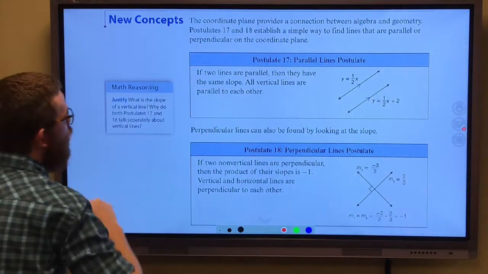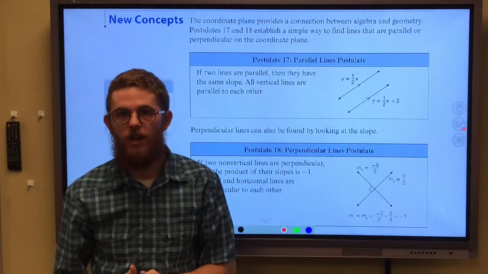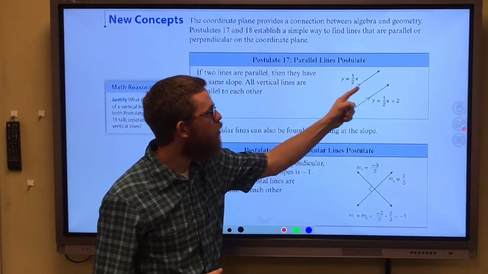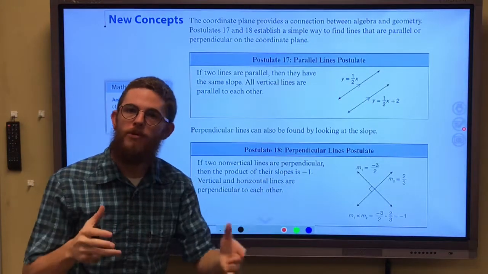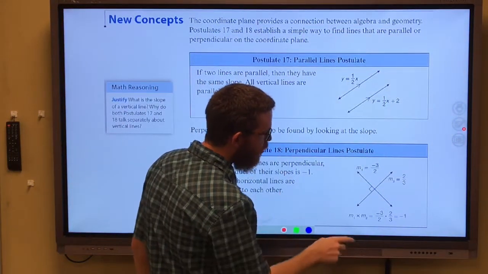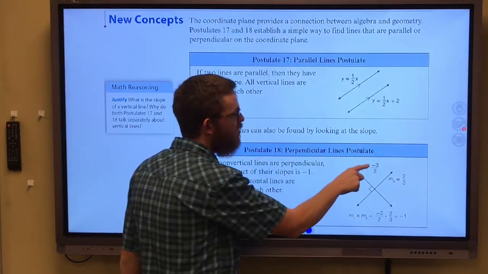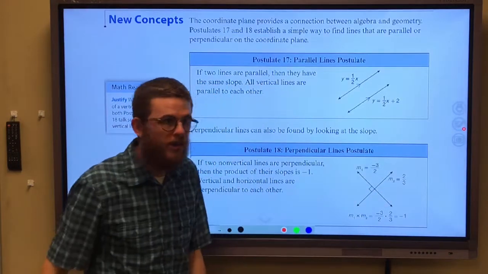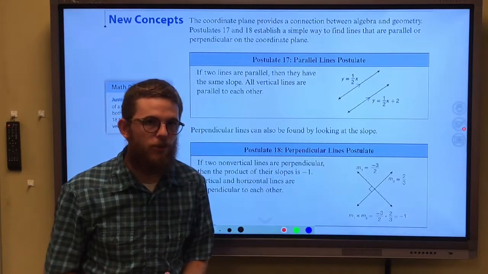If we're talking about parallel and perpendicular lines, if we're looking at the equations of these lines, parallel lines will always have the same slope. For perpendicular lines, the slopes will be opposite reciprocals of each other. So if one slope is -3/2, the opposite of a negative is a positive. The reciprocal of 3/2 is 2/3. Notice how those two slopes are opposite reciprocals of one another.